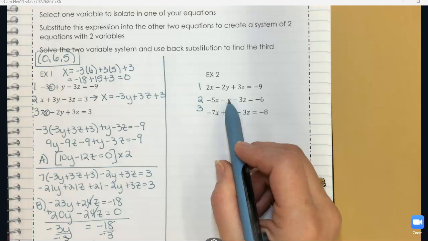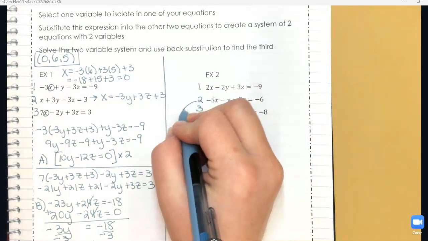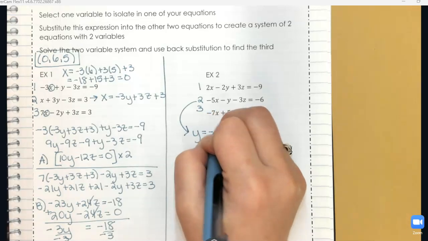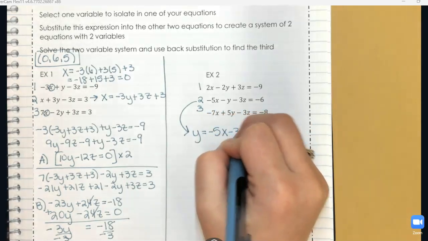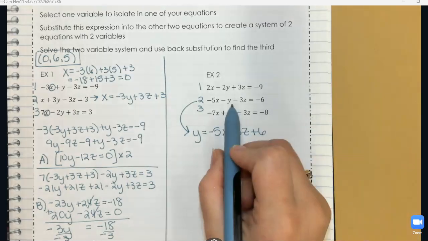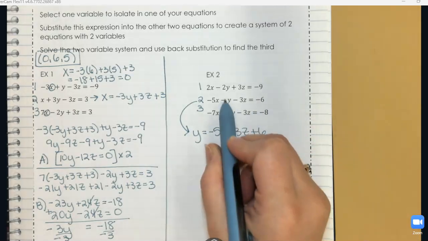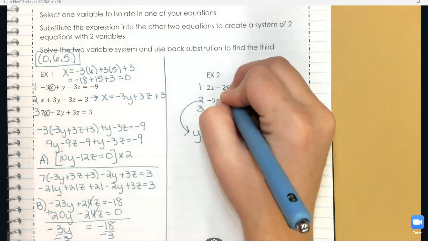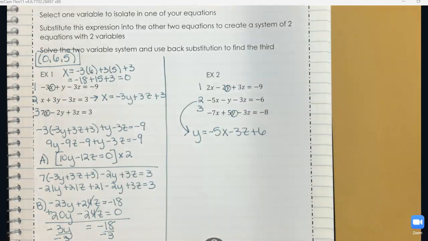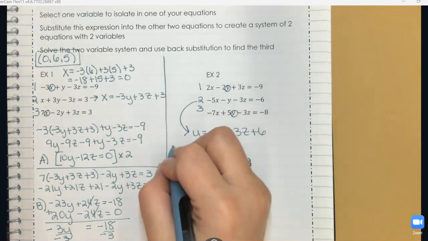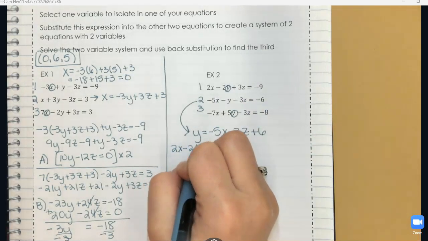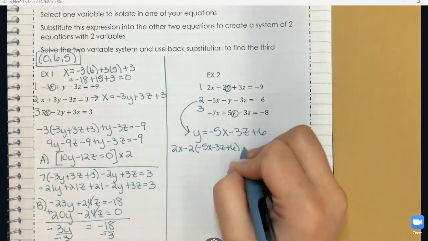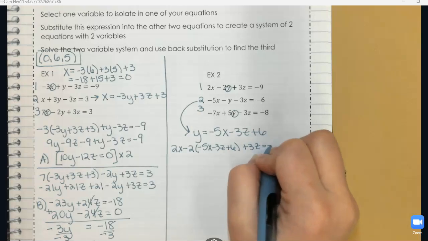So if I'm going to rearrange equation 2 to get y by itself, what that will look like is y equals negative 5x minus 3z plus 6. What I did is I subtracted 5x and 3z, and then added 6. So now this is what I am going to substitute in place of y in equation 1 and in equation 3. So starting with equation 1, I'm going to have 2x minus 2, and then this is where I substitute our y, plus 3z equals negative 9.